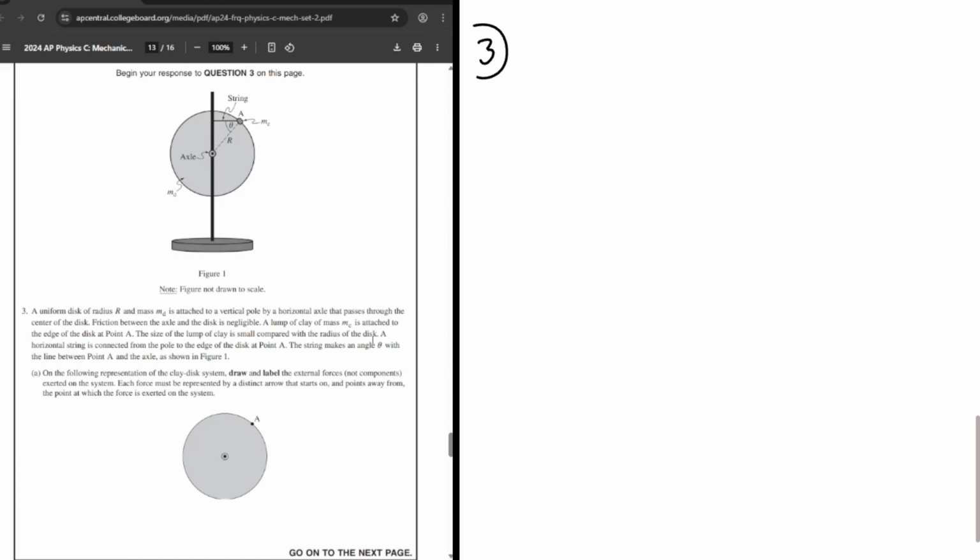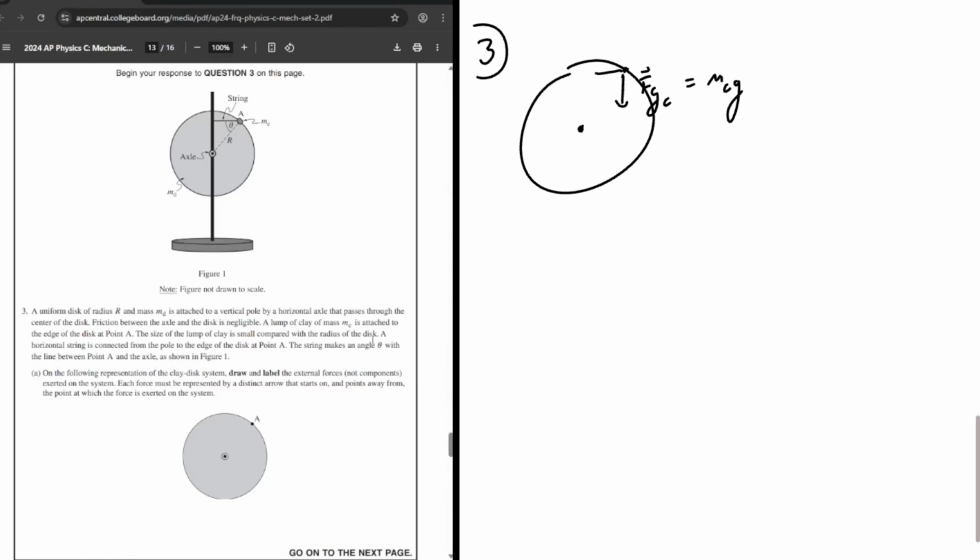This is really bad. I can't draw circles. I'll just do it here. So draw and label the forces acting on this. Okay. So the mass of the clay causes a gravitational force, which I'm going to call FGC, which is equal to mcg.